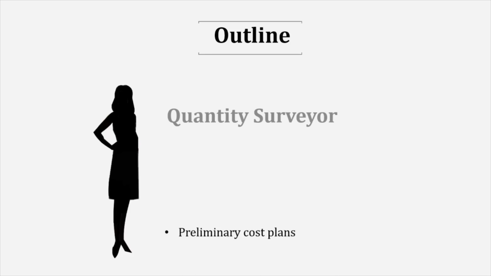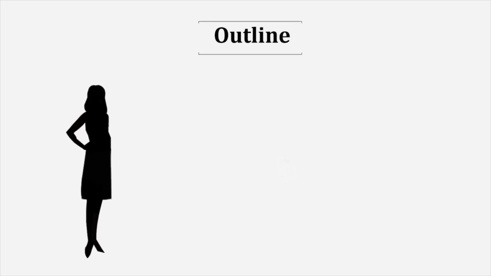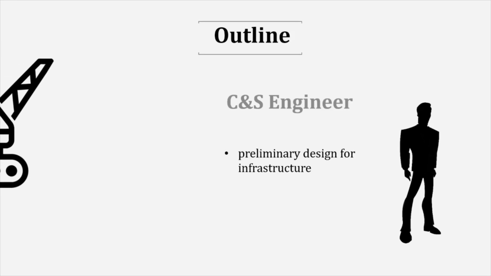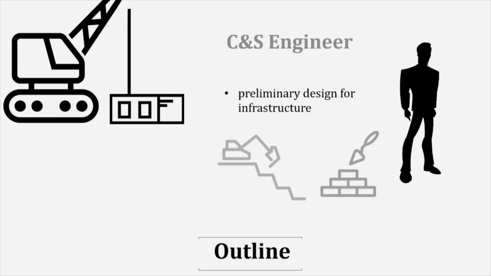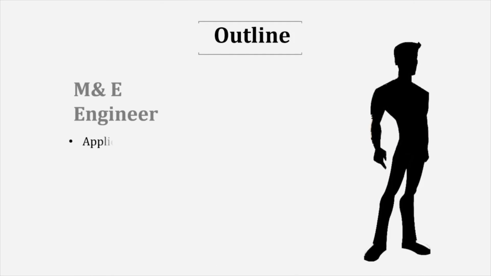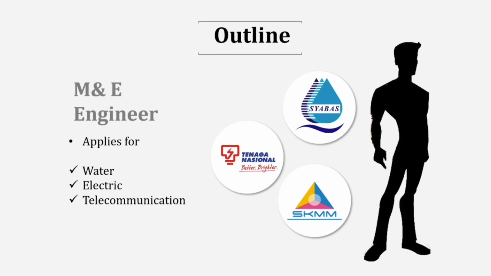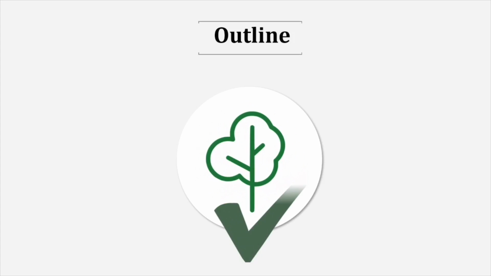The quantity surveyor comes in and calculates a preliminary cost plan. Based on our calculations, an estimated cost of the project, excluding interior elements, is approximately 1.6 million. The C&S Engineer plans out a preliminary design for infrastructure, while the M&E Engineer applies for basic utilities such as water, electricity, and telecommunication services. And of course, the building has to be EIA approved.